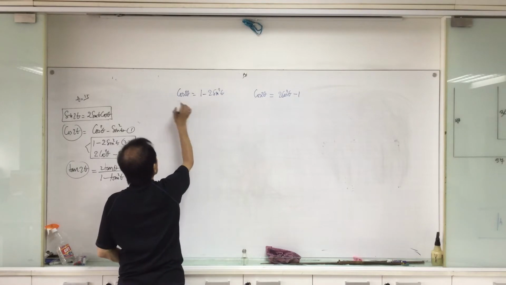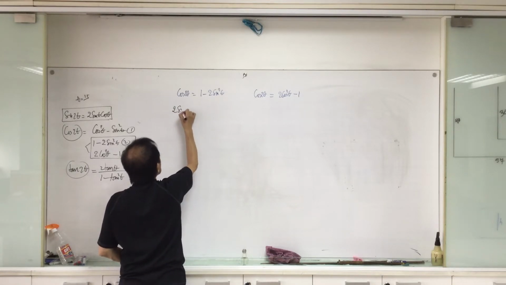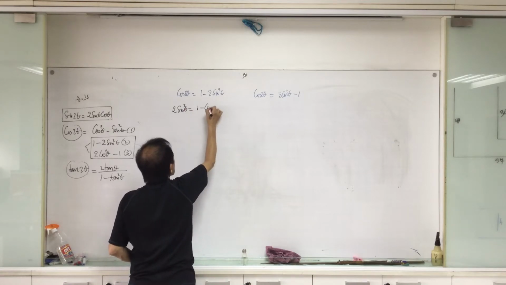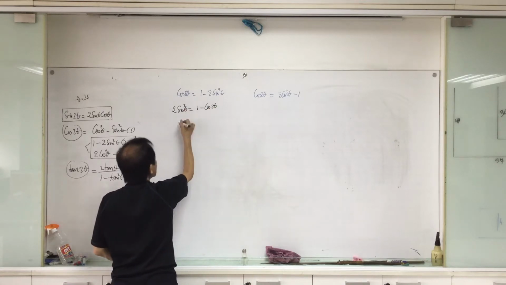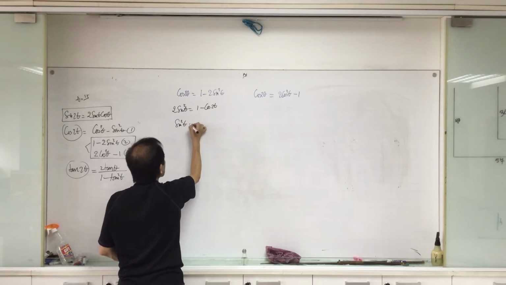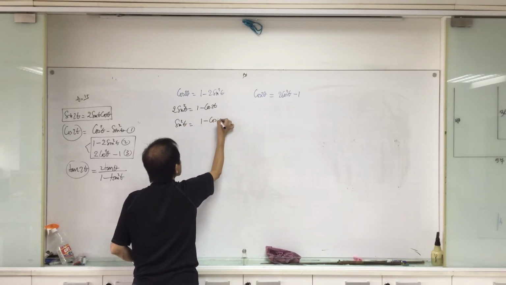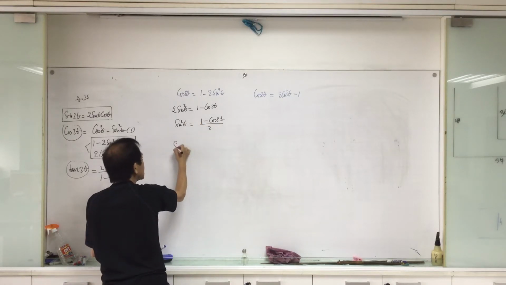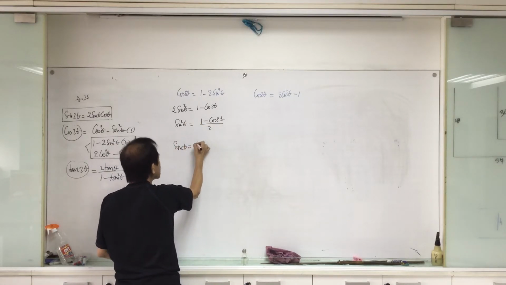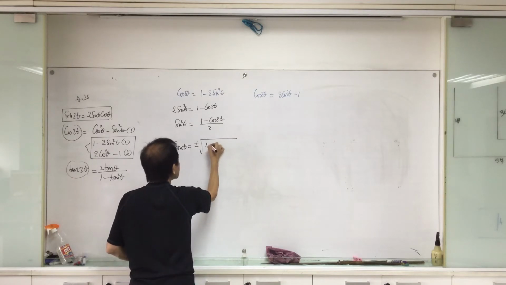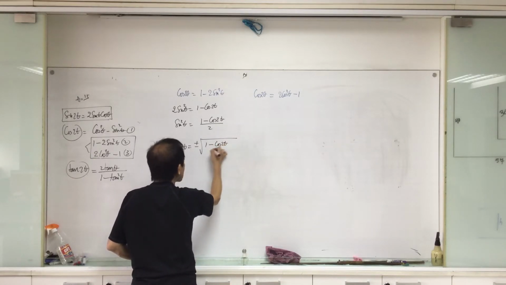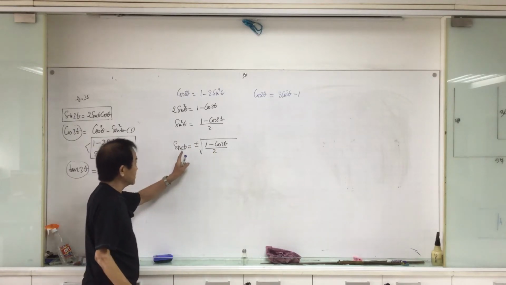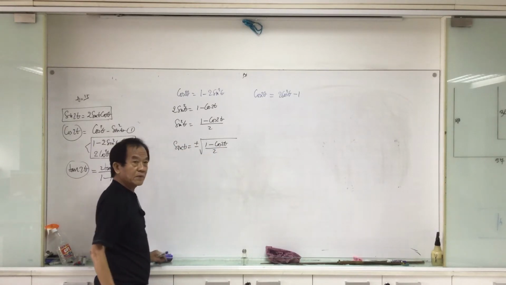So I move it to the other side. We have 2 sine squared theta equals 1 minus cosine 2 theta, and divide by 2. Sine squared theta equals (1 minus cosine 2 theta) divided by 2. So now you take the root of both sides. Sine theta equals plus or minus the root of (1 minus cosine 2 theta) divided by 2. Can you recognize this formula is half of this one, right?